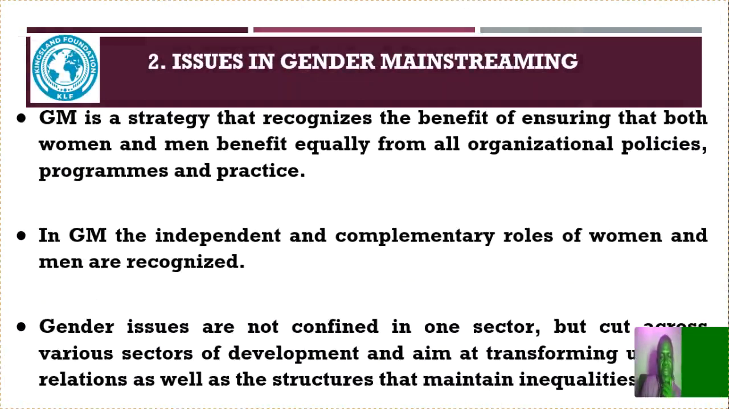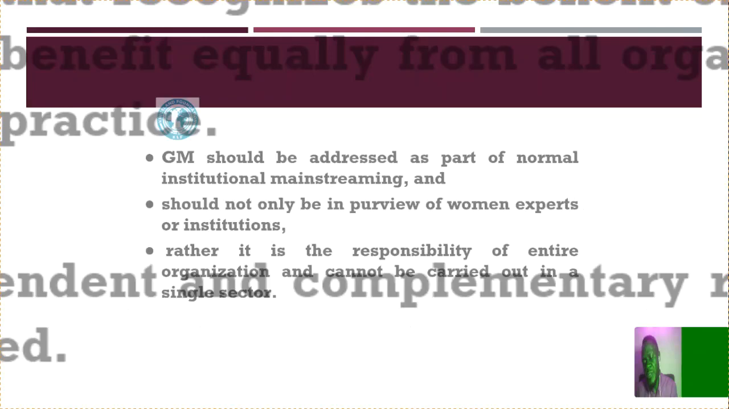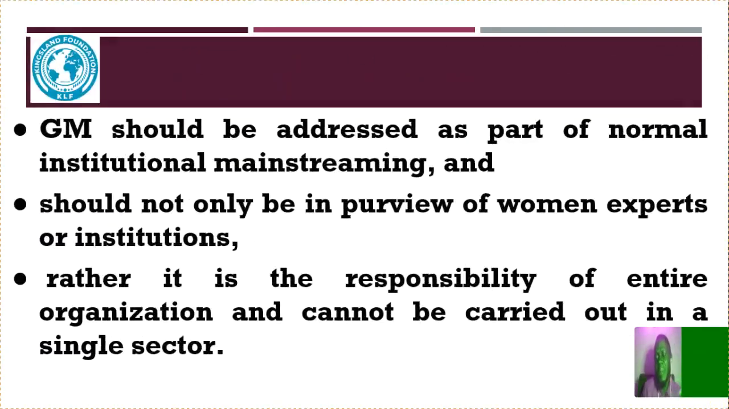So, what are the issues in gender mainstreaming? Now, gender mainstreaming is a strategy that recognizes the benefit of ensuring that both women and men benefit equally from all organizational policies, programs, and practices. In gender mainstreaming, the independent and complementary role of women and men is recognized. That's the essence. You are mainstreaming, you are bringing the gender benefits together. You are giving everyone his due. And of course, gender issues are not confined to one sector, but cut across various sectors of development and aim at transforming all relations as well as the structures that maintain inequalities. So all these structures that create, maintain and perpetuate inequalities are taken away so as to bring about a balance.